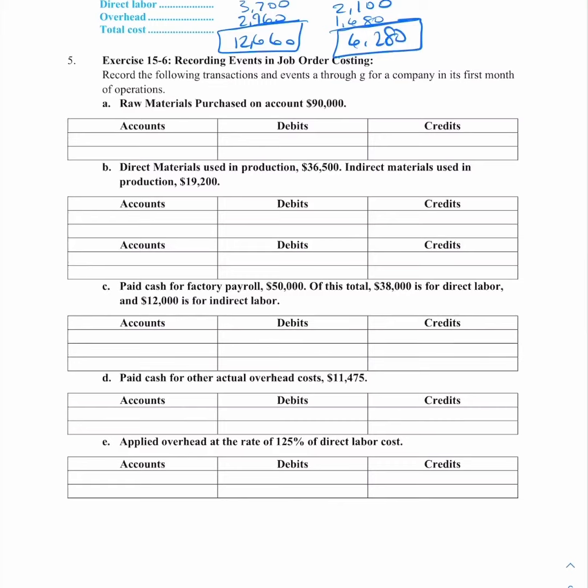Next, we need to just look at more journal entries. So here we see we need to record the raw materials being purchased on account for $90,000. Hopefully you've got this entry down by now. That's just a debit to raw materials inventory for $90,000. And once again, a credit to accounts payable for $90,000.